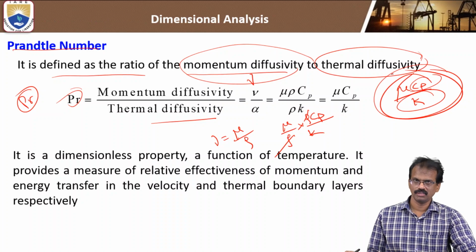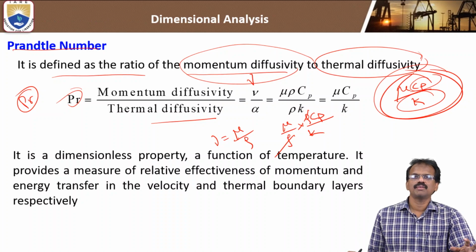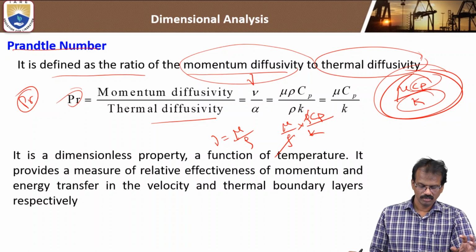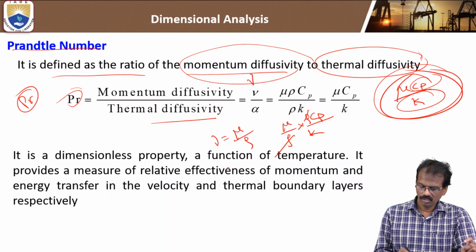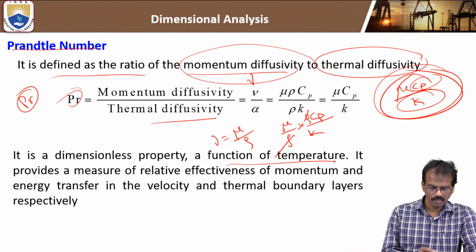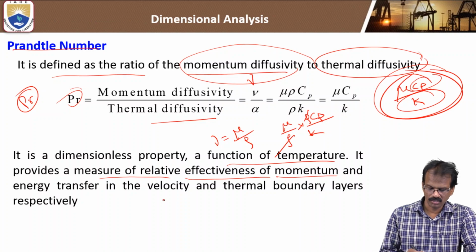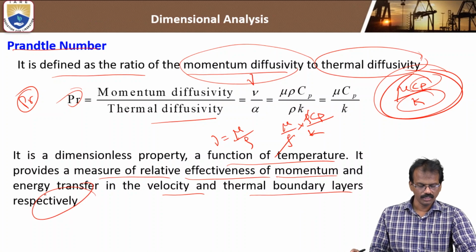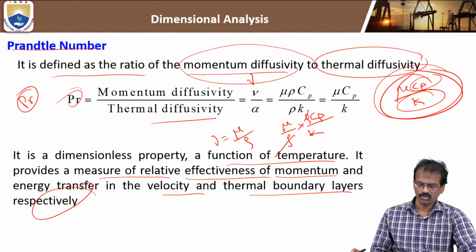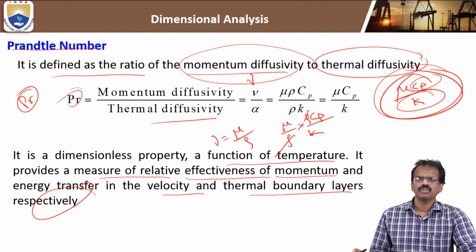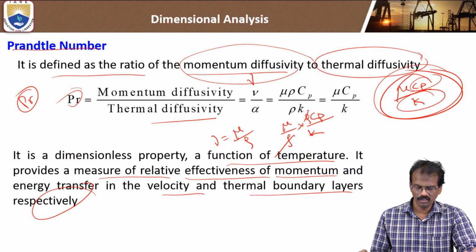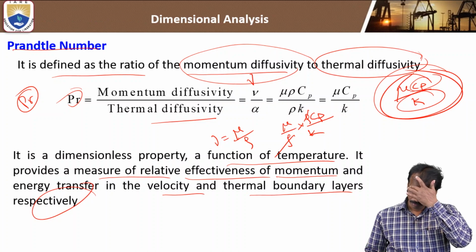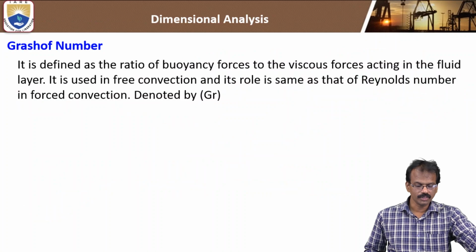This is a dimensionless number. By using this number, you can understand the functioning of temperatures. It provides a measure of the relative effectiveness of momentum and energy transfer in the velocity and thermal boundary layers. So you can understand the energy transfer in the thermal boundary layer and the velocity boundary layer.